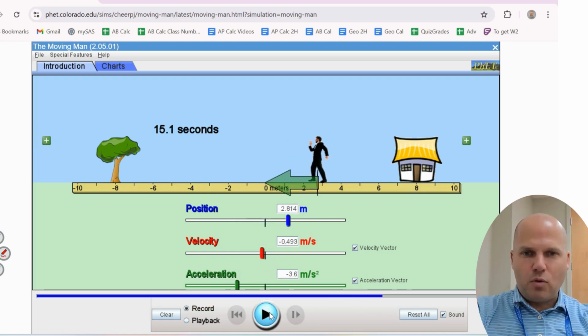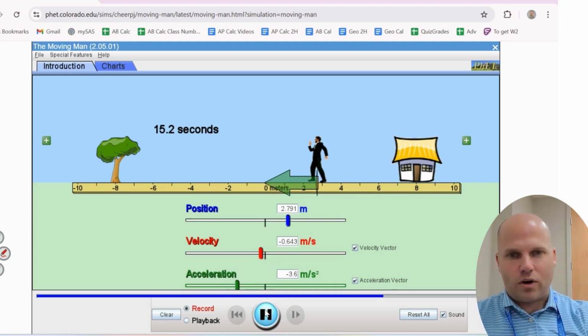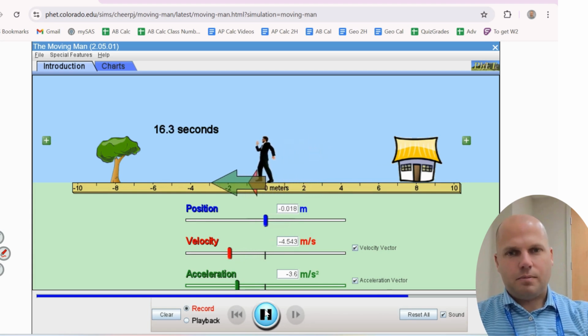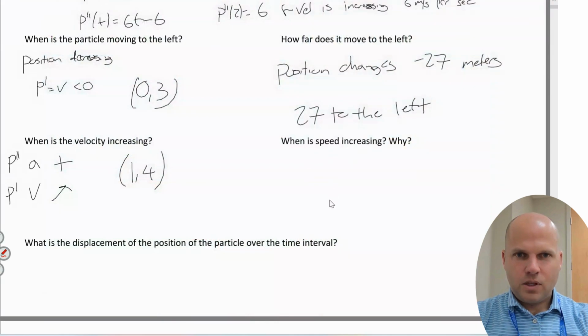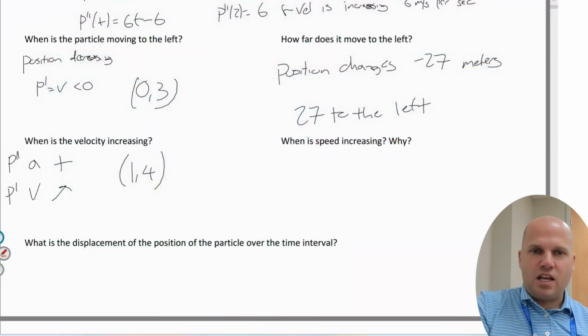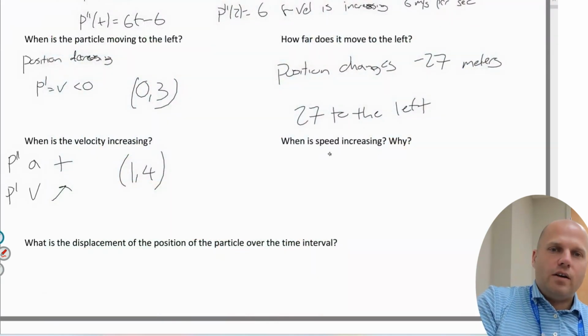Here is a negative velocity, which means my position is decreasing, but my velocity is also decreasing. Negative getting more negative, speeding up. Okay? So what we like to say is: speed increases when the velocity and acceleration are in the same direction or have the same sign.